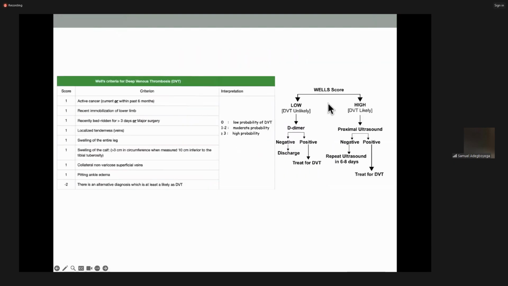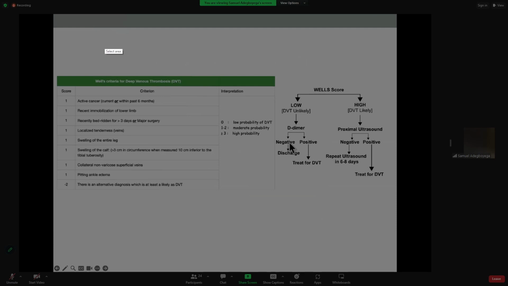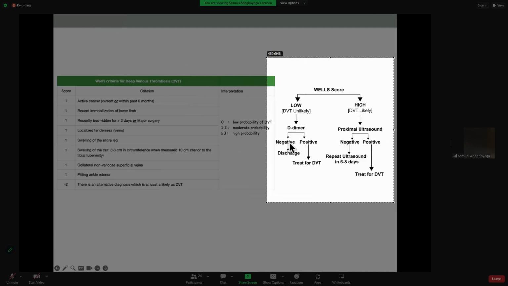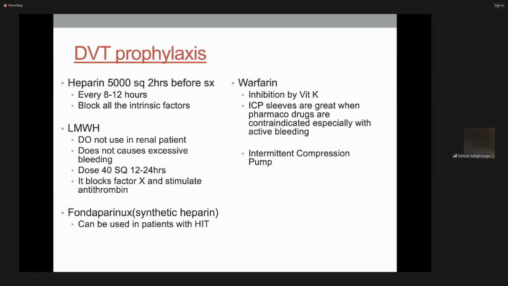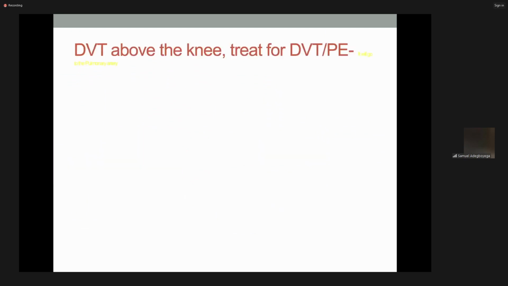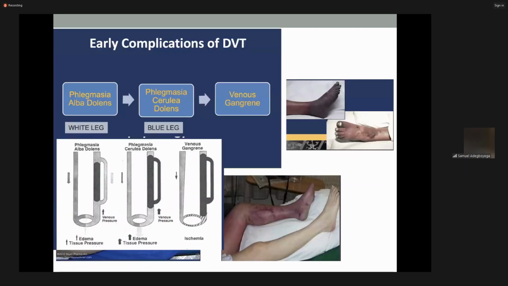The reason why I say screening is because there's the Wells criteria that talks about DVT. If you're suspecting DVT and it's a low suspicion, you want to do D-dimer. If it's negative, you don't have DVT. If it's positive, then you want to do your ultrasound. But if you have a very, very high suspicion, you want to go straight into your ultrasound and make sure you have a blood clot. And your anticoagulant, I won't go into depth about that. Let's keep going.